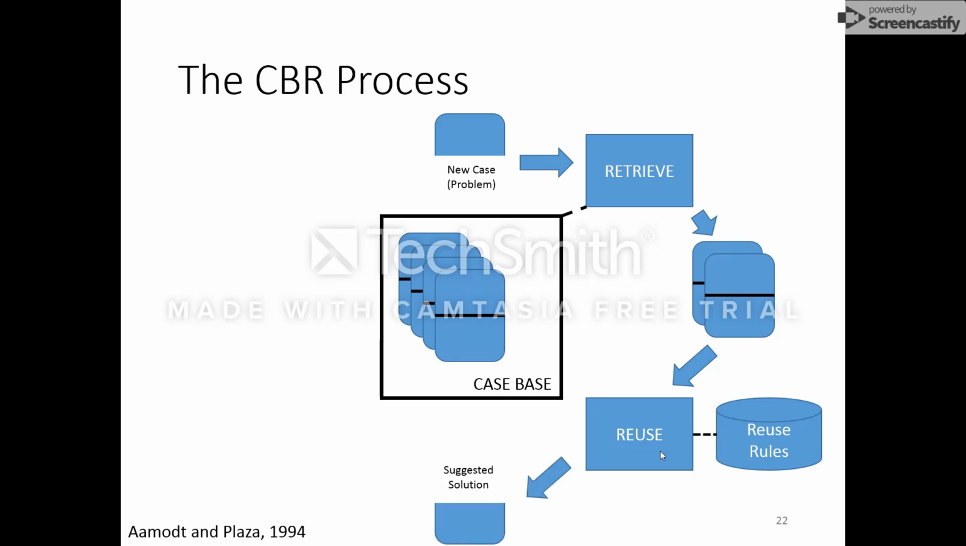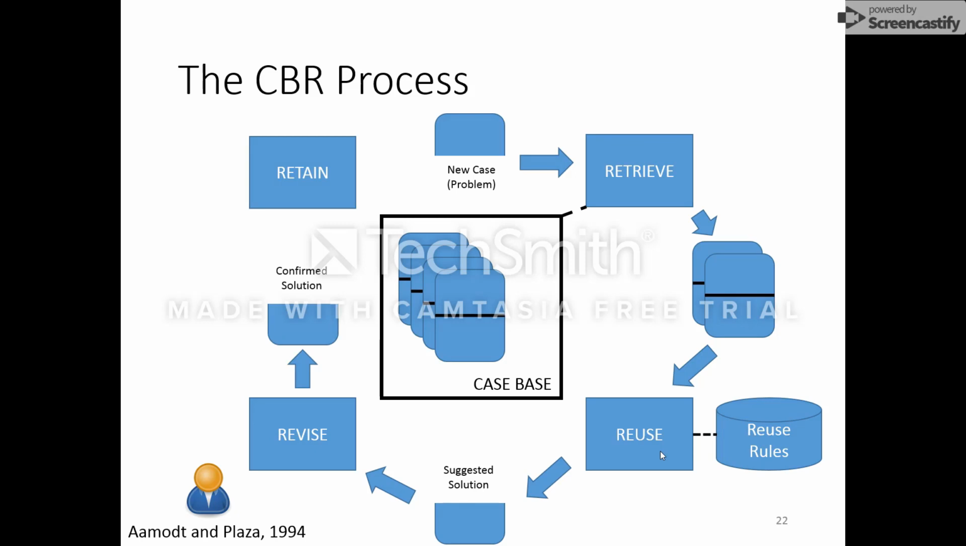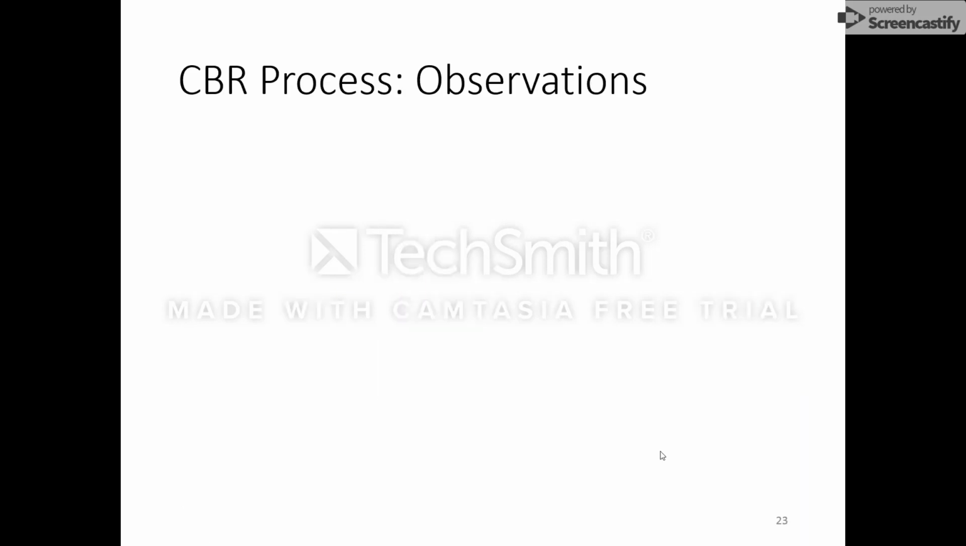And the reuse rules give you a suggested solution for this new case, which might need to be revised with human in the loop processes in order to arrive at a solution that is appropriate for that new case, and that's what is called a conformed solution. That would be retained in the case base, so that it can also be leveraged in case of new problems coming in later on, right? Okay, so that is the CBR process.